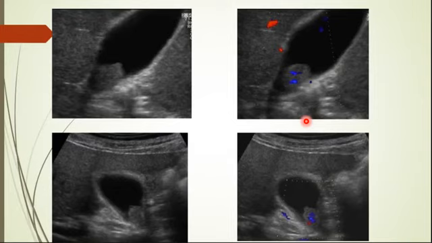Okay, another example here, you can see it looks like a mass here, but when we put Doppler, you can see flow within it, indicating a large gallbladder polyp or a vascularized polypoid mass.